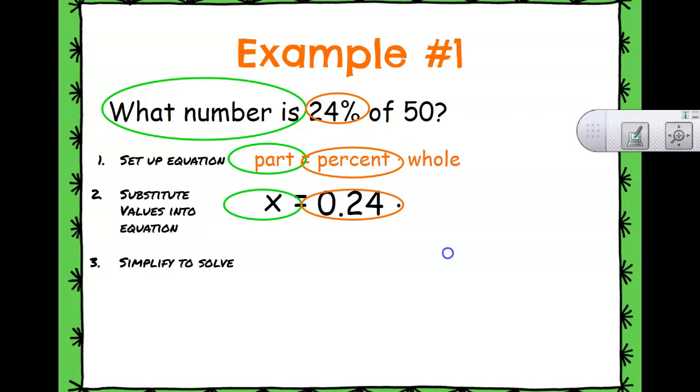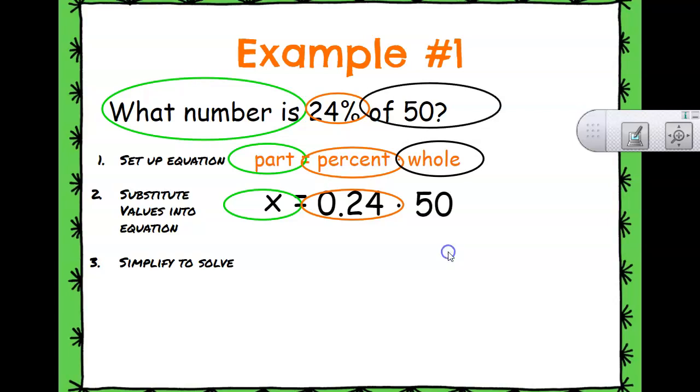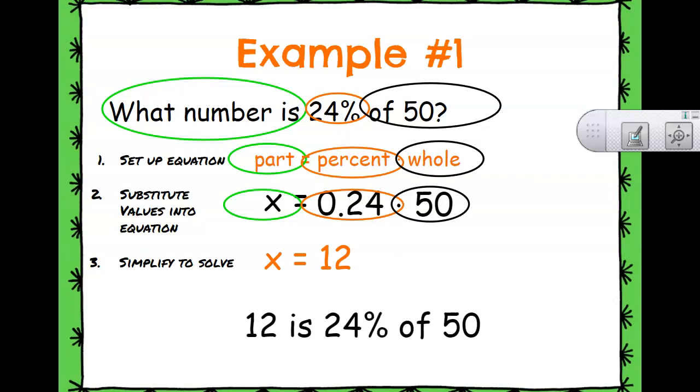The last thing is the whole. So the keyword for the whole, if you remember, was "of." So at the end of the problem, I have of 50. So in place of the word whole, I'm going to put 50. All right, the last thing to do, step 3, is you just need to simplify it, aka solve the problem. So here I just need to take 0.24 times 50, punch that into my calculator, and you will get an answer of 12. So 24% of 50 is 12. 12 is 24% of 50.